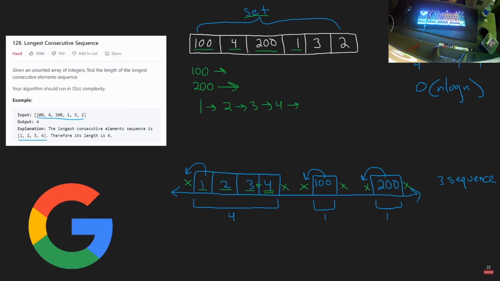There is no 5, so we can't make the sequence any longer. So now let's continue through the array. 3. Is 3 the start of a sequence? No, it's not. It has a left neighbor 2. Now let's try 2. Is 2 the start of a sequence? It's not, because it has a left neighbor 1. So we went through the entire array. We created all the sequences we could.